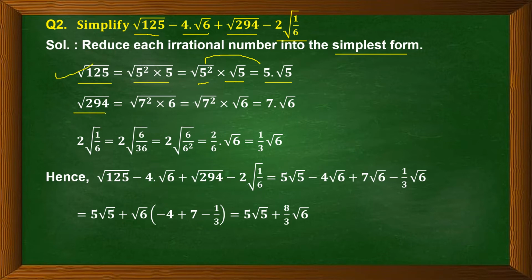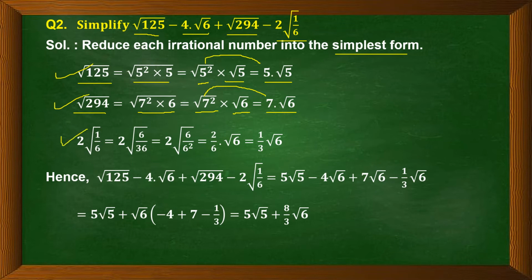Now let us take the second one, root of 294. We are skipping 4 root 6 because already it is in the simplest form. 294 is actually 49 into 6, which we can write 49 as 7 square into 6. Further split it, root of 7 square into root of 6. Root of 7 square is 7. So 7 into root 6 is the simplest form of root 294.